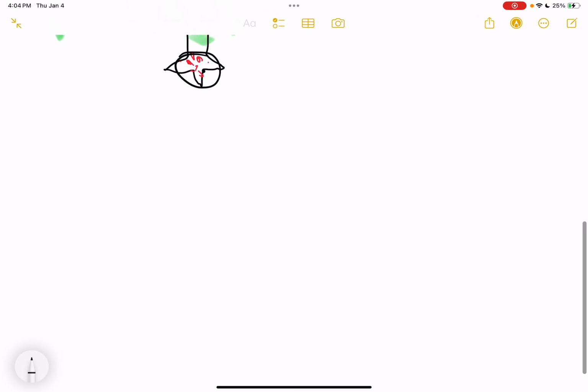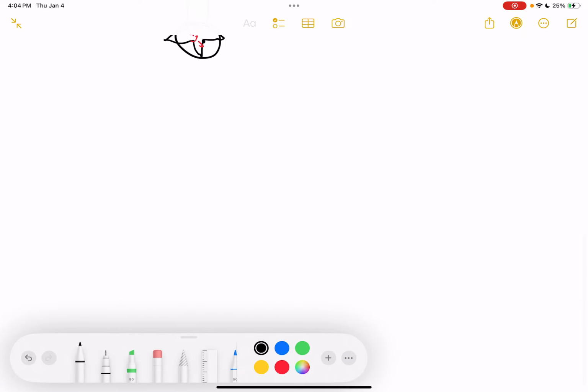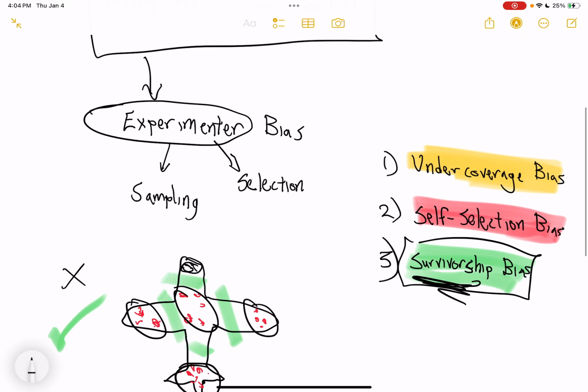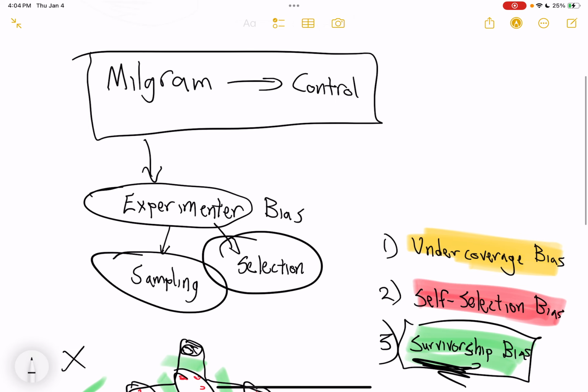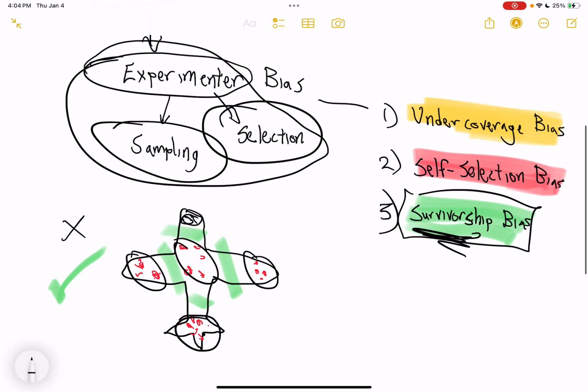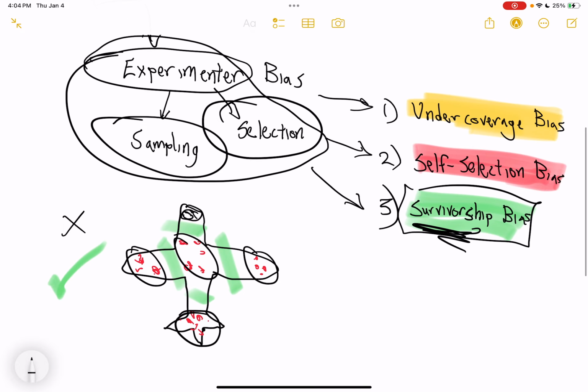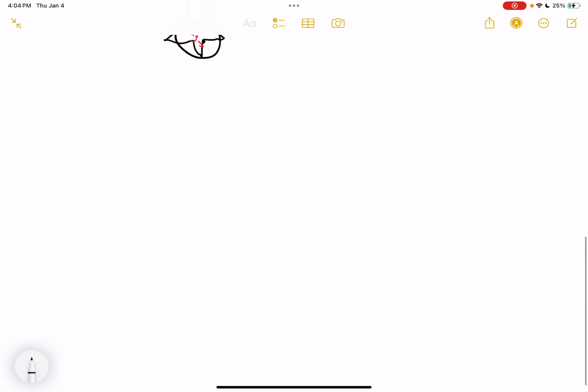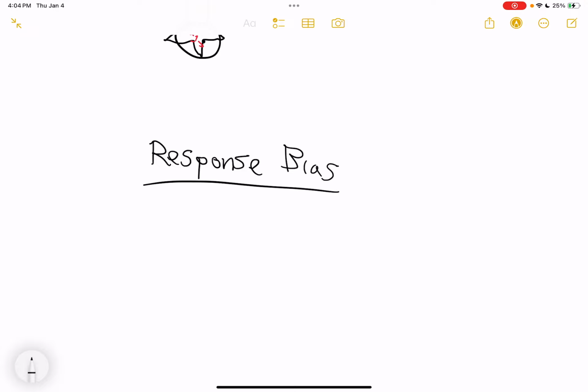We are halfway through the notes that we did on bias. There is one more overarching category we need to learn about, though. We've done sampling, selection, and experimenter bias. That's all one category. And you saw these 3 examples we gave. The second type of bias we're going to be playing with is known as response bias. And this category, I'm also going to give you 3 subcategories for.